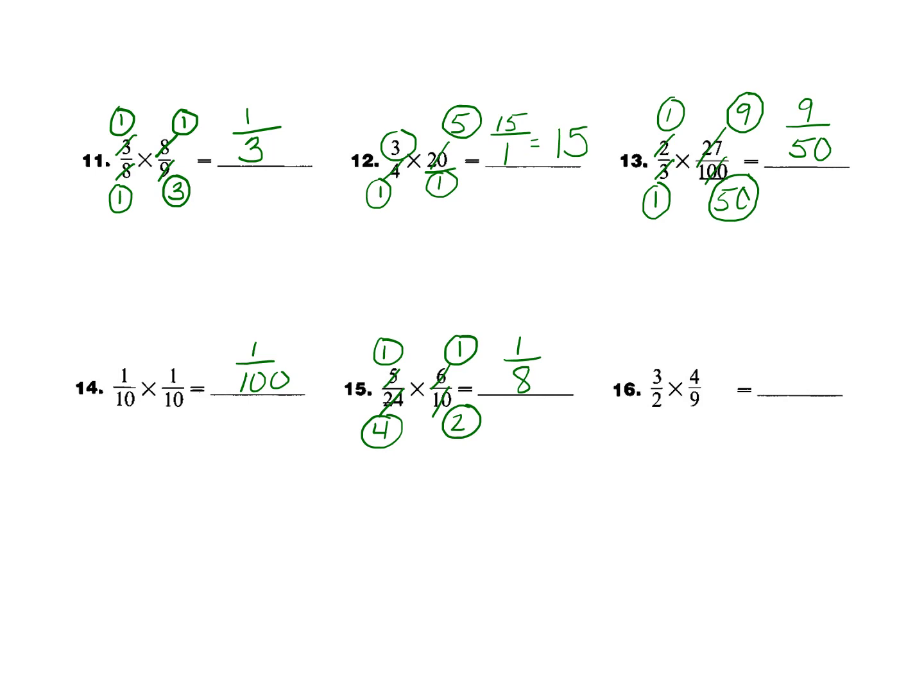Question 16. 3/2 times 4/9. 2 divided by 2 equals 1. 4 divided by 2 equals 2. 3 divided by 3 equals 1. 9 divided by 3 equals 3. 1 times 2 is 2, and 3 times 1 is 3. So your answer is 2/3.